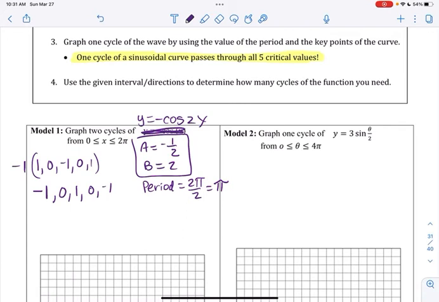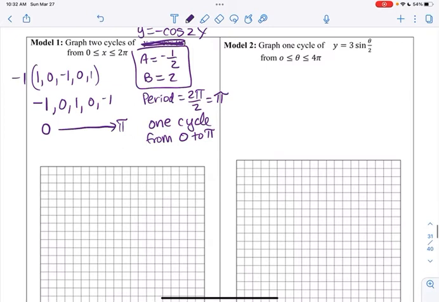So I have one complete cycle between 0 and pi. So every single one of those 5 values have to occur between 0 and pi. So I have one cycle, gets a little bit trickier with the graphing, from 0 to pi. So all 5 values have to happen between 0 and pi.